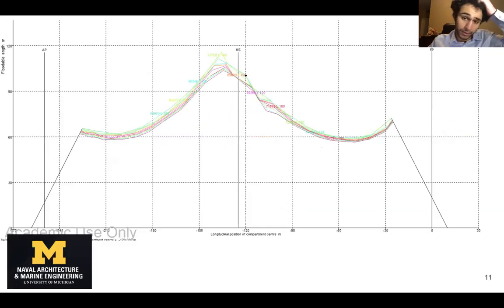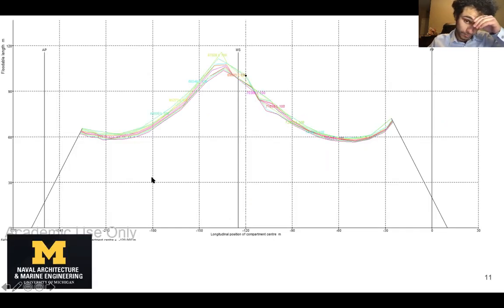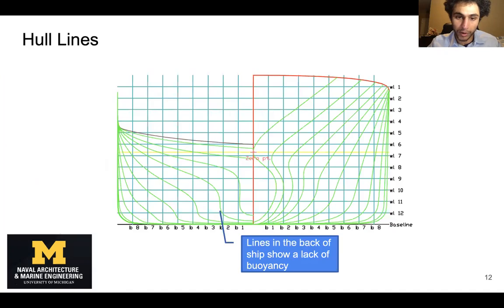So here's my floodable length curve. And this is something that I actually just failed to integrate into my design. And I didn't take the time to realize what it meant, and I didn't take the time to see my bulkhead placements under this and do the same sort of idea here with the triangles. Had I done that, I would have avoided this design failure.